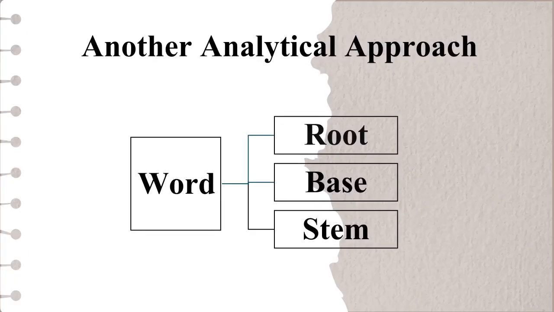This approach allows us to view a word from 3 different angles. A word can function as a root, base, or stem. Let's unpack each of these concepts one by one in detail.